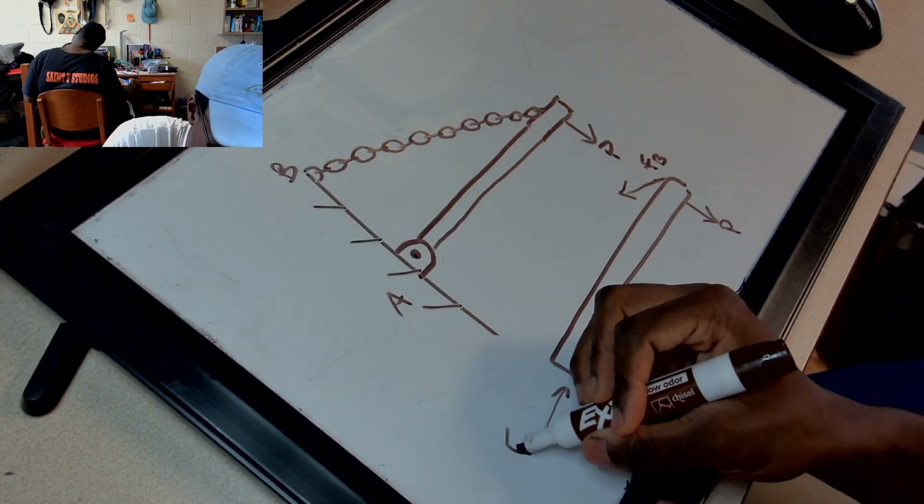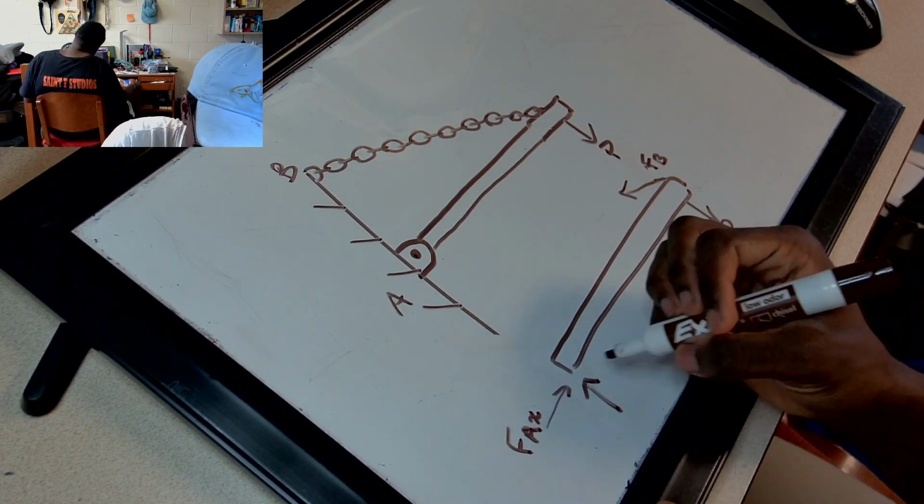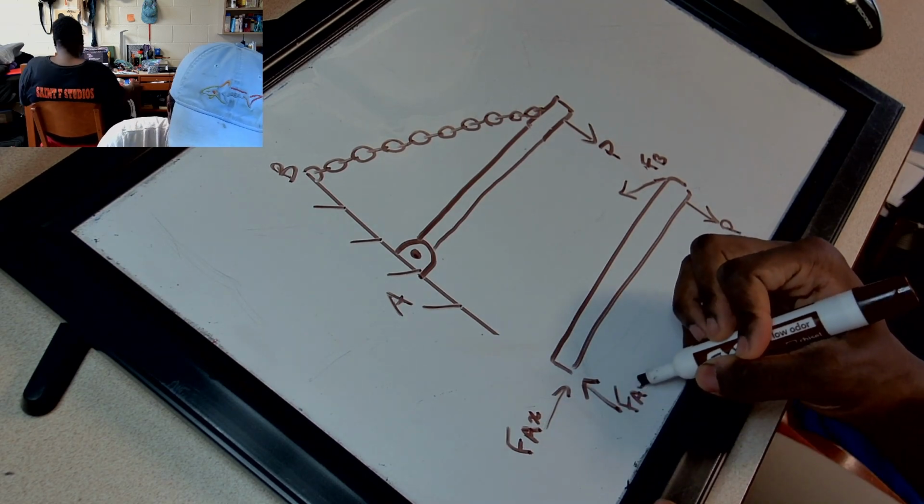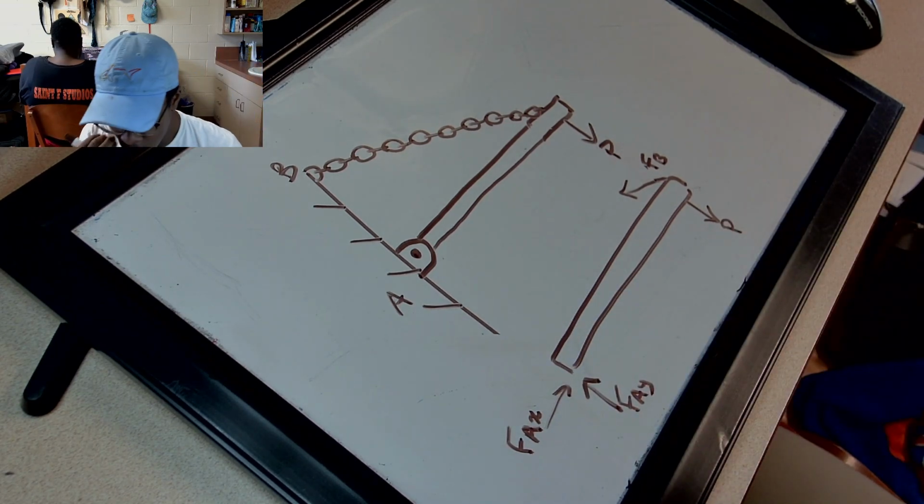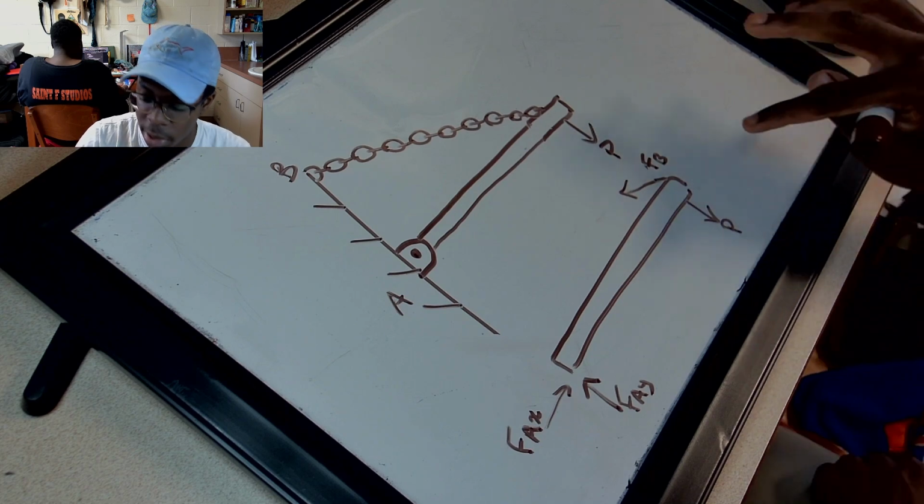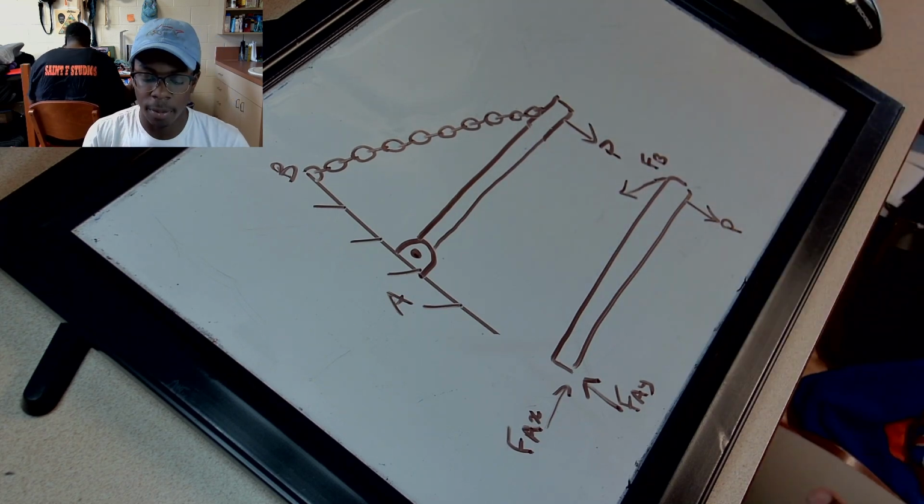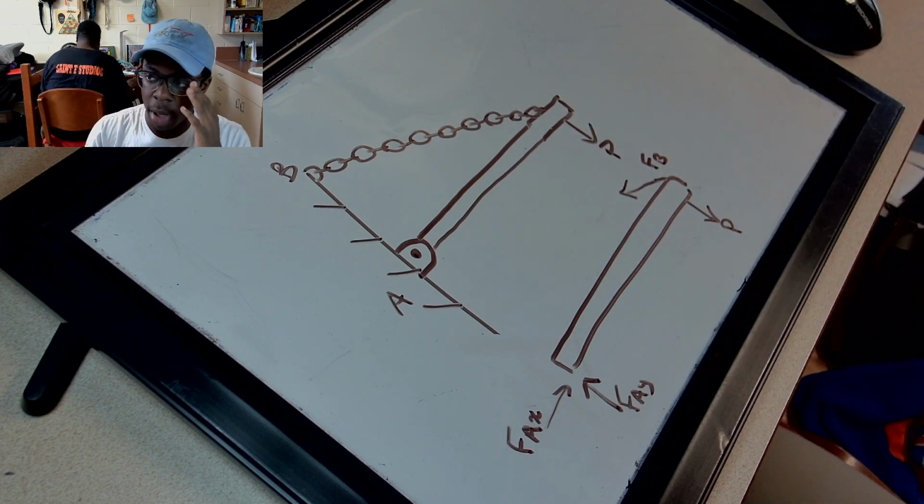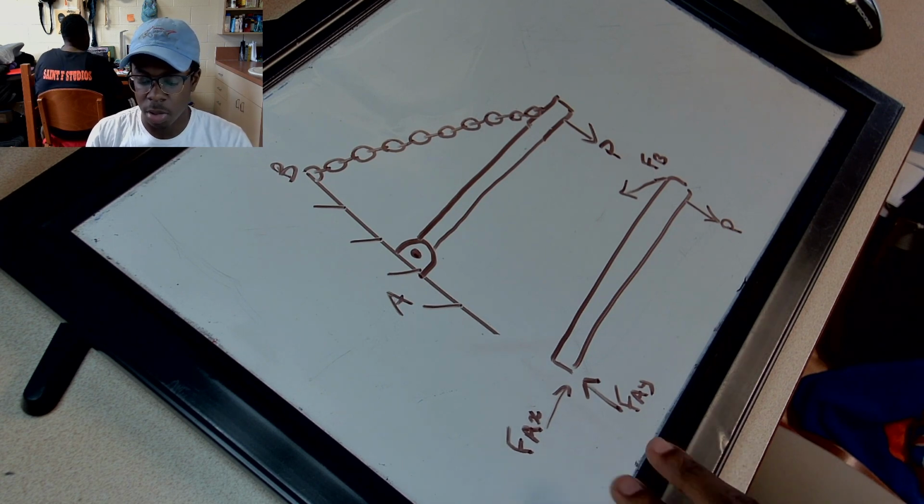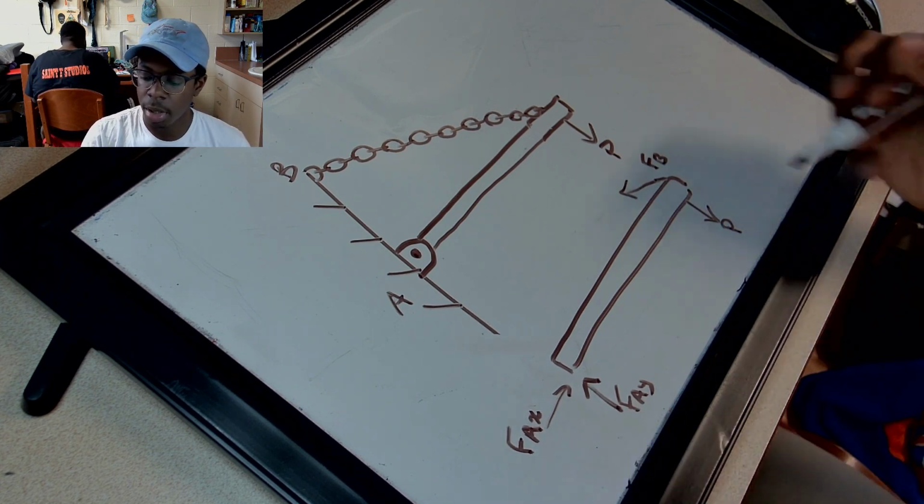So we'll call this FA in the X direction. We'll call this FA in the Y direction. So those would be all our support forces. And the reason why we have to do it in components here is because we don't know the magnitudes of these yet.